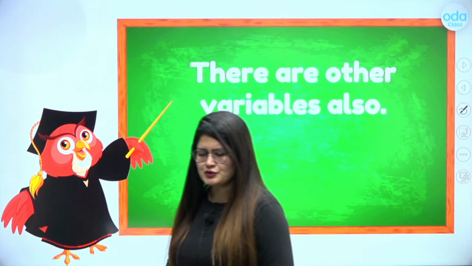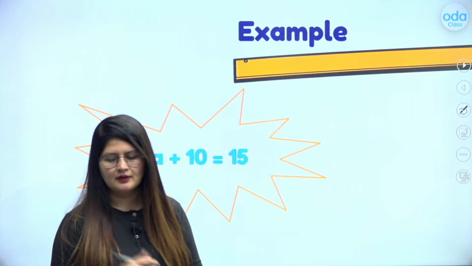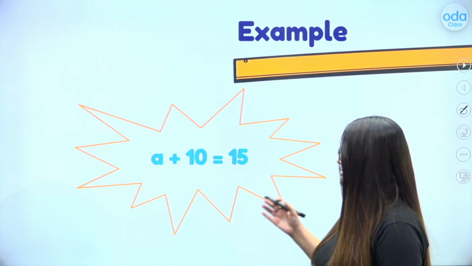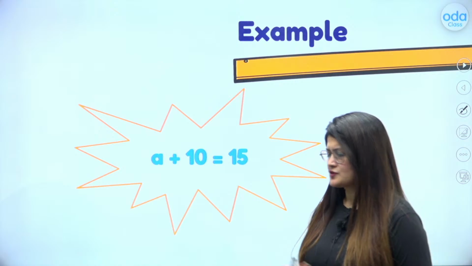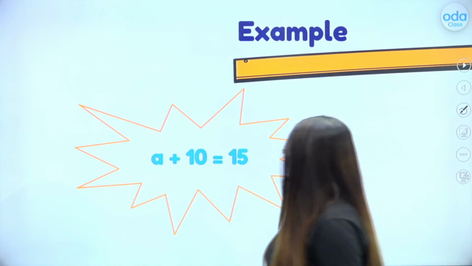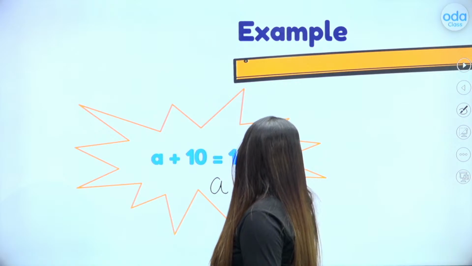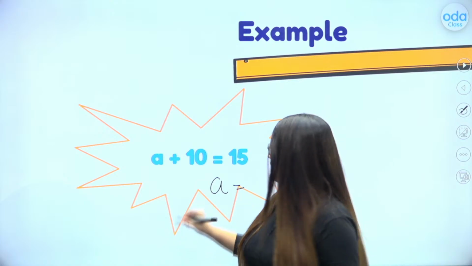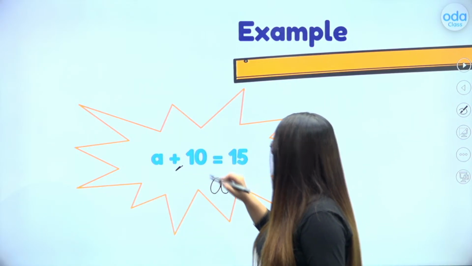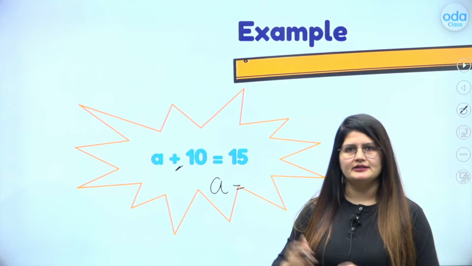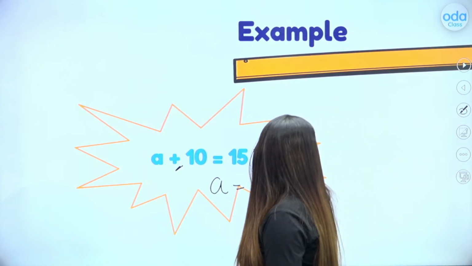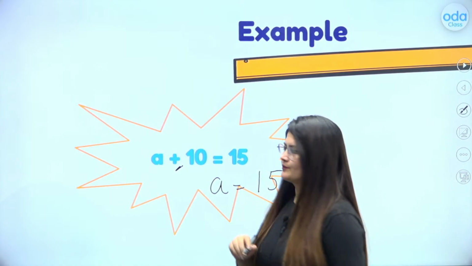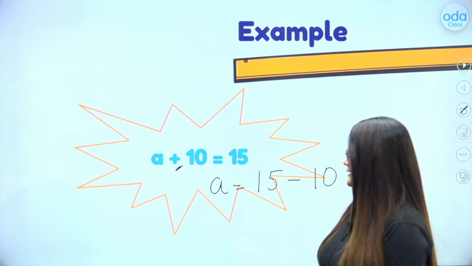Okay, so let's talk about some more variables. Let's say we have to find the value of a here. Then a is equal to, we are going to subtract these two. Understand this thing here. If there is a plus sign and you take it to the other side, it is going to be a minus sign. So that means it is going to be 15 minus 10. You're just going to change the sign.